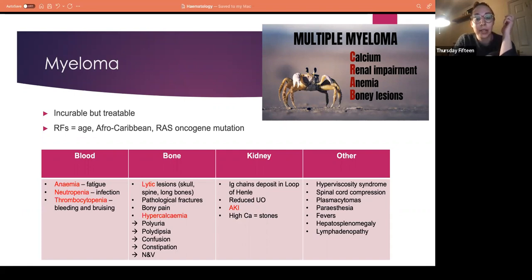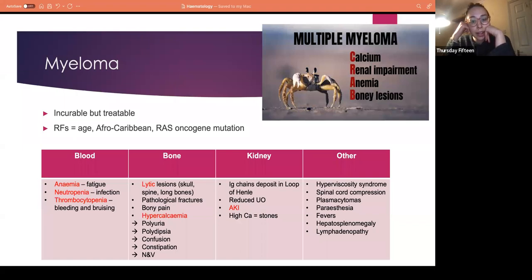And the reason you get bone disease in myeloma is because of increased osteoclast activity and suppressed osteoblast activity. So your osteoclasts absorb your bone and your osteoblasts deposit your bone. So we're basically just breaking down bone more.